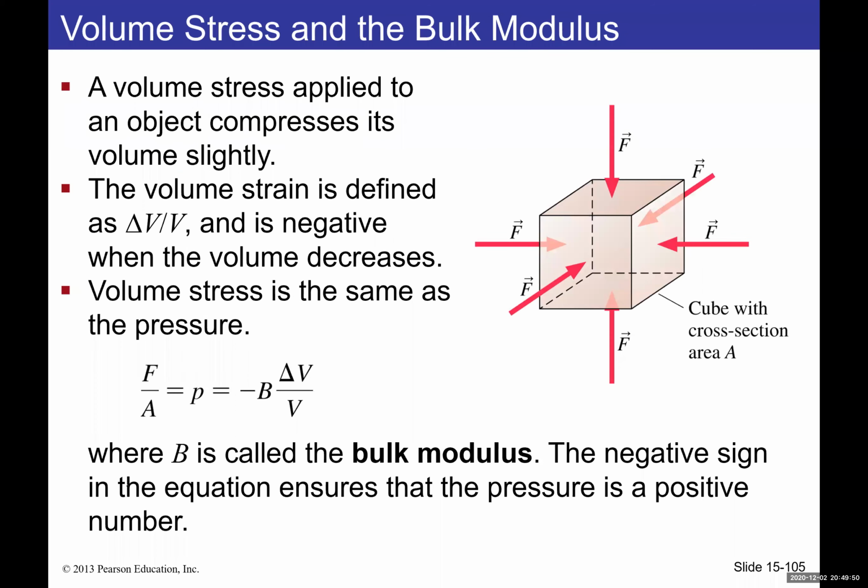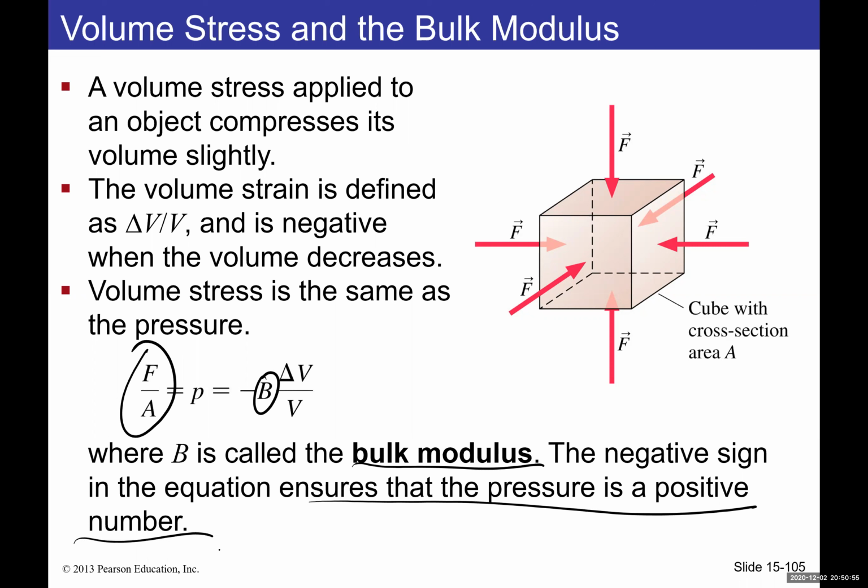So that's basically the tension force. All right, the last thing we have here is the volume stress and strain, and basically the bulk modulus. This is when you have not just a linear length, but the entire volume. The volume stress applied to an object compresses its volume slightly. That means we have a change in volume when there are forces acting on it. So F over A, the stress acting on the object, which is basically the pressure, is proportional to the change in volume over the volume. The proportionality constant is the bulk modulus. That means F over A equals negative B times delta V over V. It's negative because it generally compresses when there are applied forces. B is known as the bulk modulus. The negative sign ensures that pressure is a positive number.